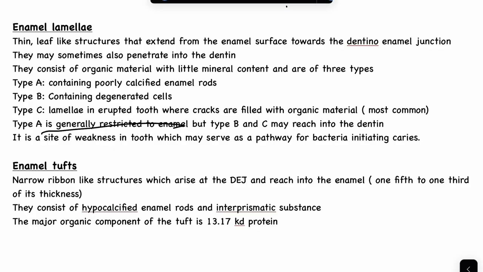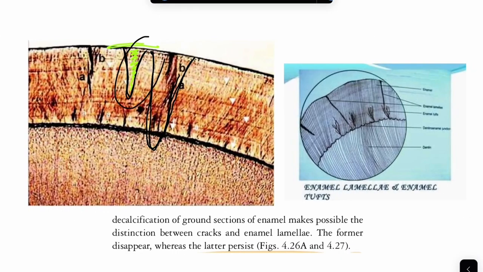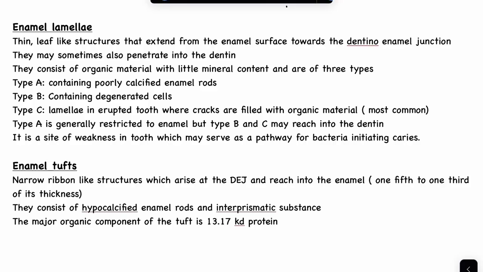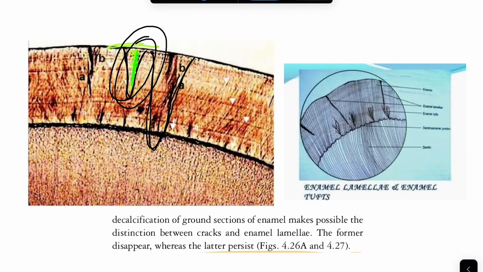So what is filled into these cracks? Based on this, it is divided into 3 categories: type A, B and C. Type A contains poorly calcified enamel rods, B contains degenerated cells, and C contains some organic material. Now A is generally restricted to enamel, but B and C may actually enter the dentine. It is a site of weakness in the tooth, which may serve as a pathway for bacteria initiating caries. Of course this is filled with organic material and this is a crack, so it may serve as a pathway for bacteria to enter the tooth.